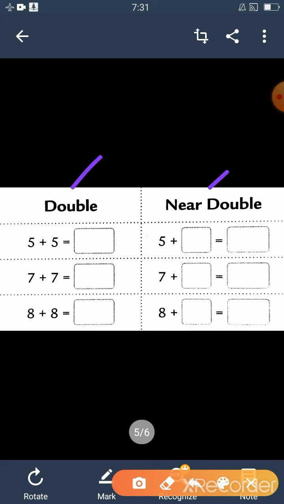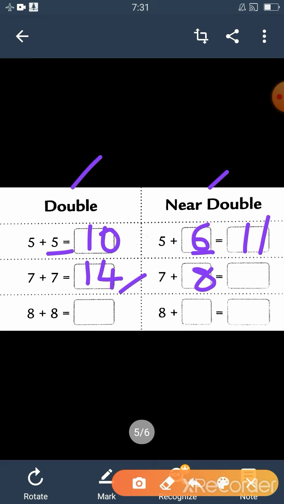So if we know the double of a number, we can easily find the near double. For example, 5 plus 5 is 10. So 5 plus, take the next number after 5, which is 6. 5 plus 6 will be 11 because here it is increased by 1. Isn't it, children? Now we know 7 plus 7 is 14. So 7 plus, take the next number after 7, which is 8. It has increased by 1, isn't it? So what will be the answer? Increase 14 by 1. What will you get? Yes, you will get 15.